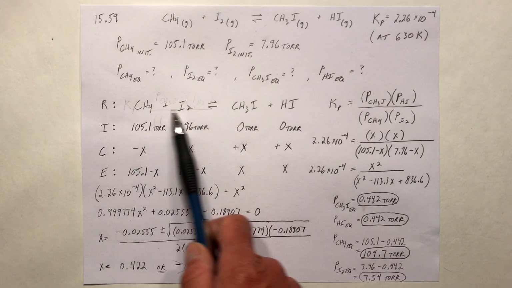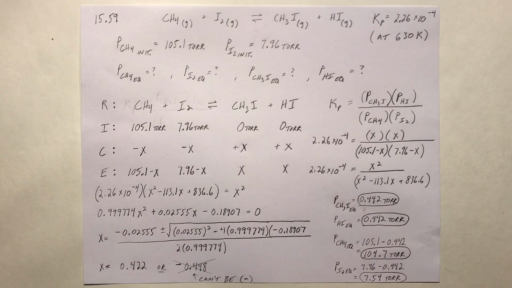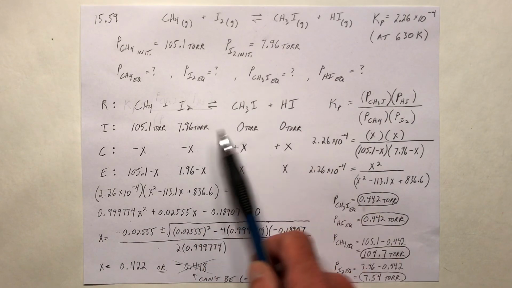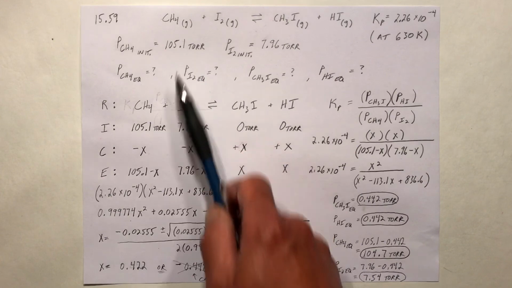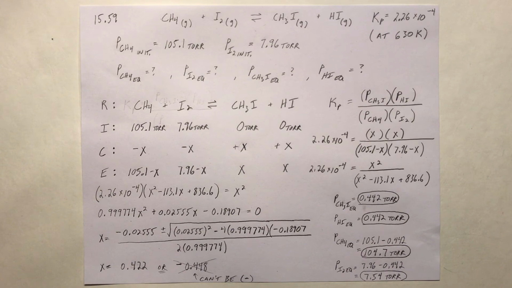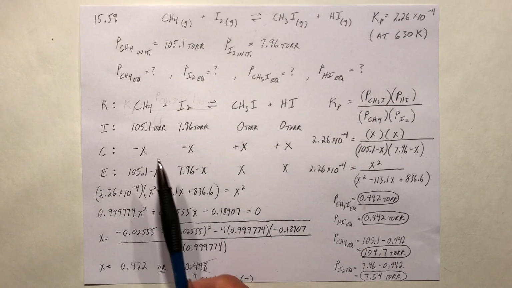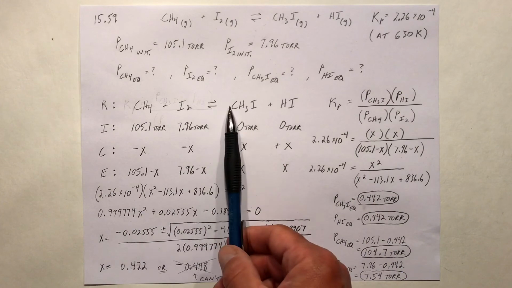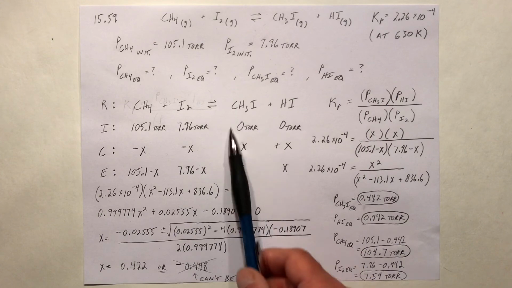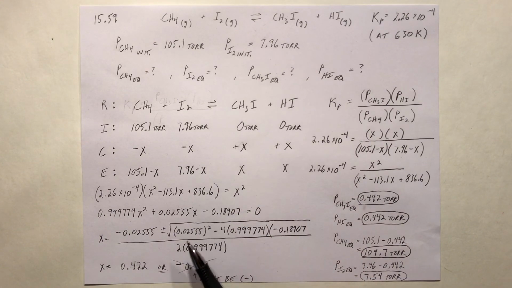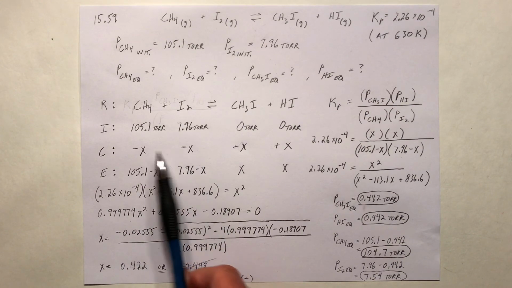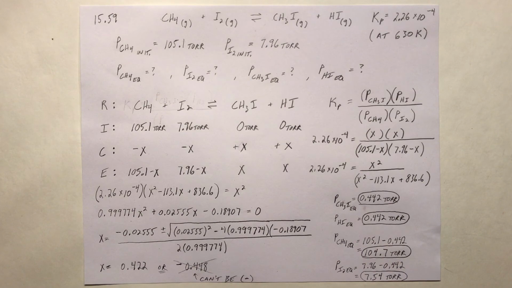So let's do our RICE table. Here's our reaction. Plug in our initial starting amounts, so 105.1, 7.96, and then 0 and 0. From the stoichiometric relationship, we know that we're going to have negative x, positive x, and positive x because we have a 1-to-1-to-1 ratio. Since we're starting with none of these chemicals, we're going to add to that as the reaction progresses. And since we're starting with some of these chemicals, they're going to diminish, so they're going to be negative amounts of x as the change occurs.